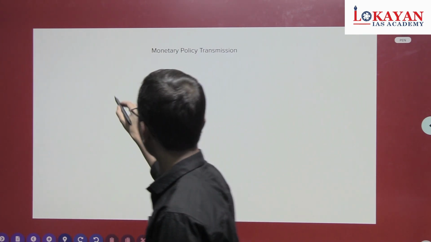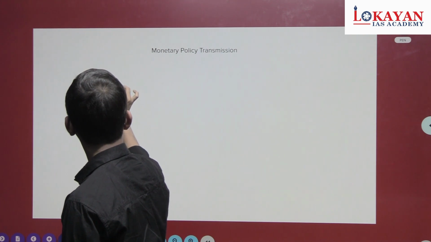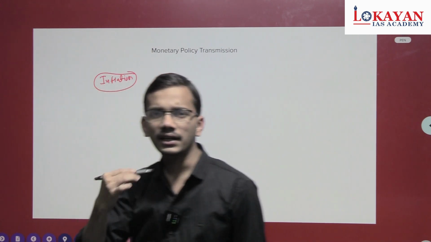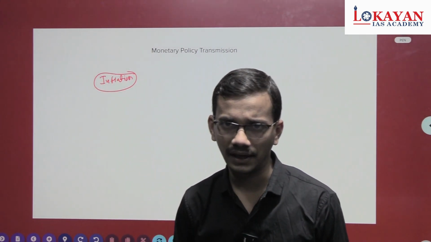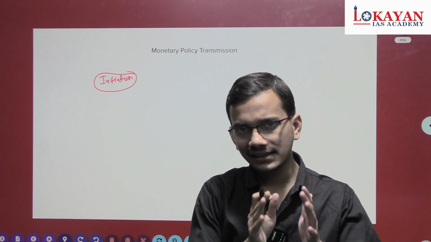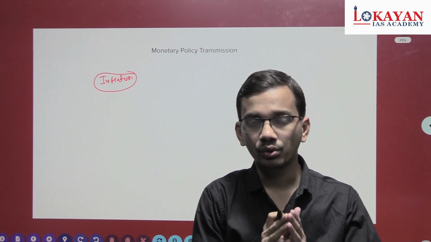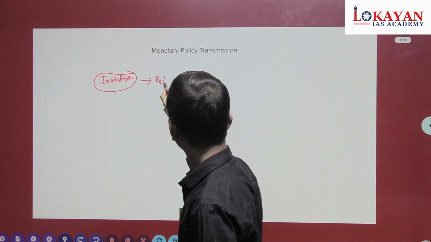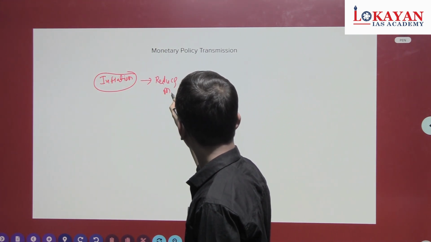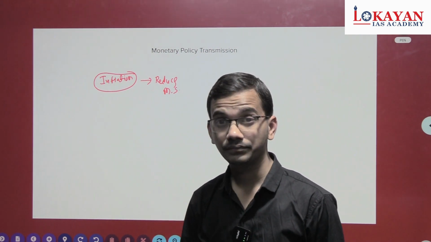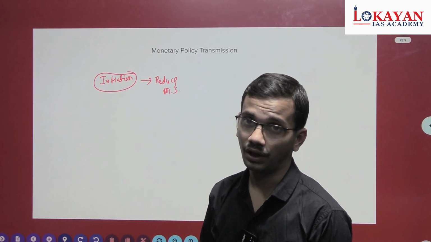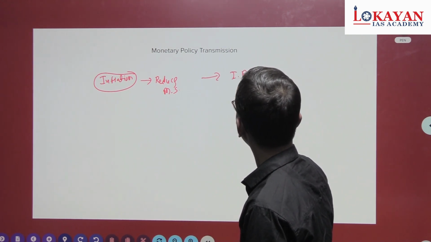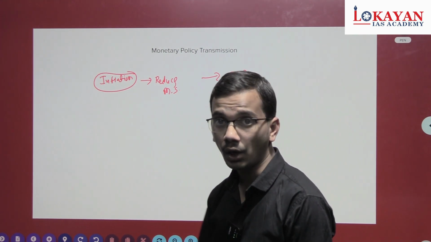Suppose there is inflation in the market. Inflation in the market means what? There is excess money supply. So to tackle this inflation, what RBI has to do? Reduce the money supply. So for that, what RBI has to do? Increase interest rates.